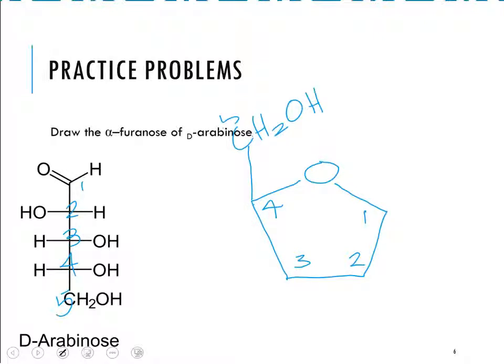So there is carbon number 5. And I know it's alpha, so that means that right here, carbon number 1 is going to be pointing down. So that means carbons 2 and 3 are the ones we have to decide. So carbon number 2, our alcohol's on the left, so that means it's going to be pointing up. So I'm going to go right here. And carbon number 3, it's pointing to the right, so that means it's going to go down. So there we go. That is the alpha furanose version of D-arabinose.